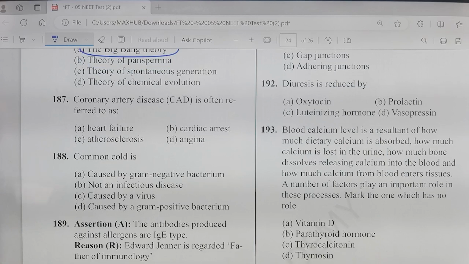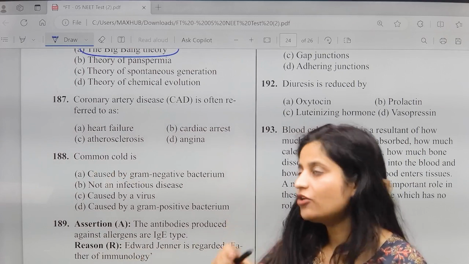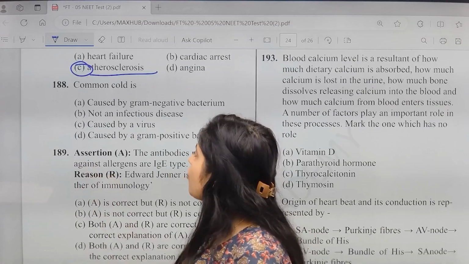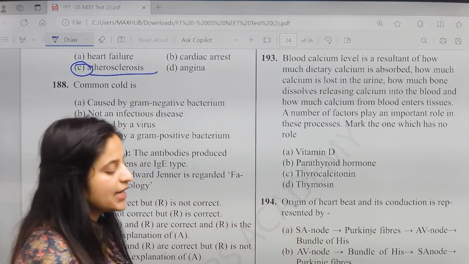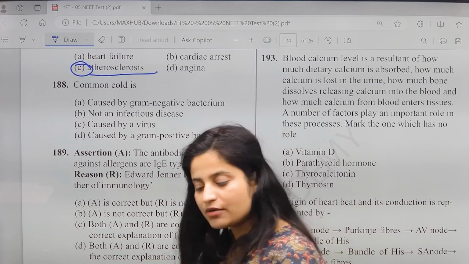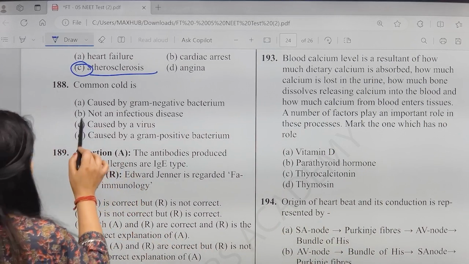CAD, coronary artery disease, is often referred to as arteriosclerosis. Arteriosclerosis means plaque is formed in the coronary artery. Okay. Common cold is caused by a virus, and the name of the virus is rhinovirus. In the common cold, the symptom that happens is rhinitis. Rhinitis means inflammation in the nasal passage.